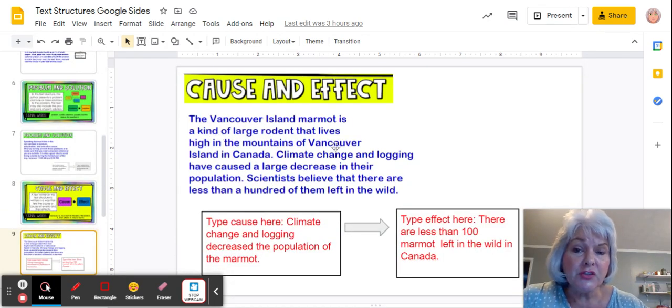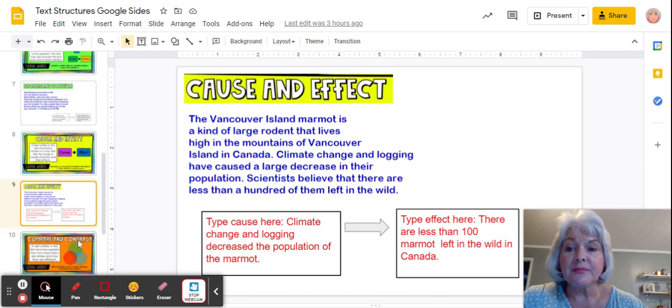So here's a paragraph that describes your cause and effect. The Vancouver Island marmot is a kind of large rodent that lives high in the mountains of Vancouver Island in Canada. Climate change and logging have caused a large decrease in their population. Scientists believe that there are less than 100 of them left in the wild. So what's the cause? Well, the climate change and logging decreased this population of the marmot. What's the effect? Well, there's less than 100 left in the wild in Canada.